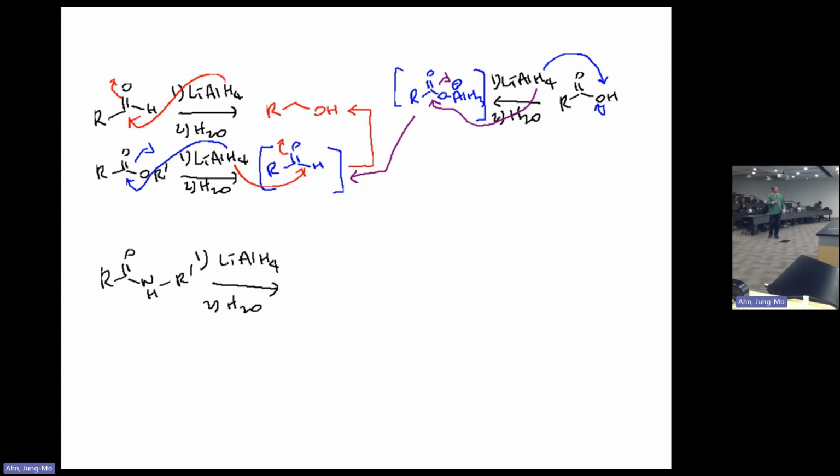So all of these carbonyl containing functional groups, aldehyde, ketones, ester, carboxylic acid, even acid chloride, most of them become a primary alcohol. Then the question is, why did amide not give a primary alcohol? What makes it different? So that is what I'm trying to show you here. So the difference is nitrogen and oxygen. That's the difference.